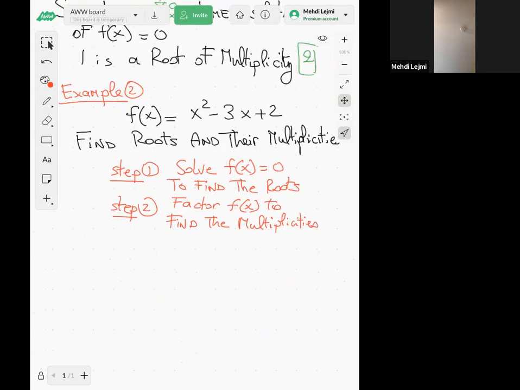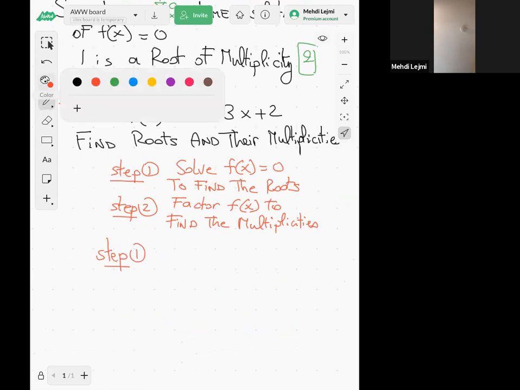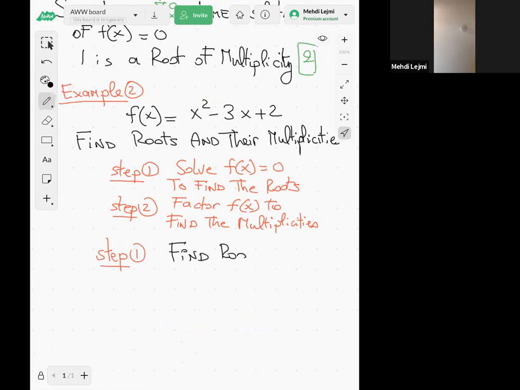First, I want to find the roots. So step 1, I have to solve f of x equal to 0. So we're going to find the roots. Step 1, find the roots. Solve f of x equal to 0. So I have to solve x squared minus 3x plus 2 equal to 0.